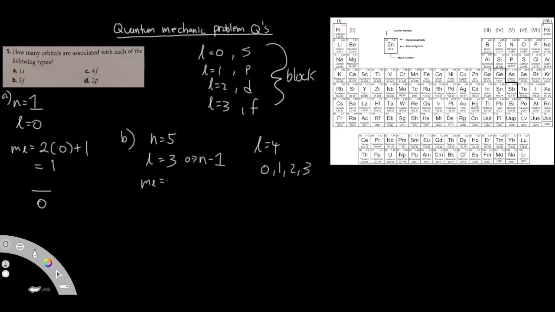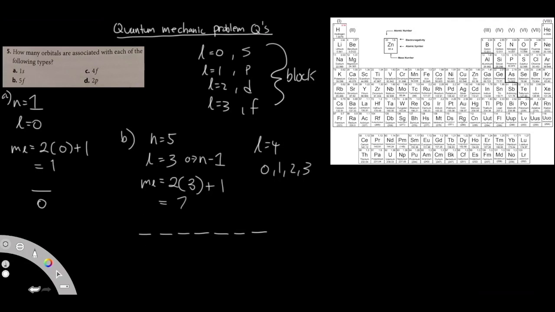Now, let's just continue going on. ML is equal to 2 times your L value, which is your 3, plus 1. So you end up getting 6 plus 1 gives you 7. So what do we have here? Well, you have 1, 2, 3, 4, 5, 6, 7. Hopefully this is making a little bit more sense now that we're putting all of these as an example. All right. So there are 7 there.